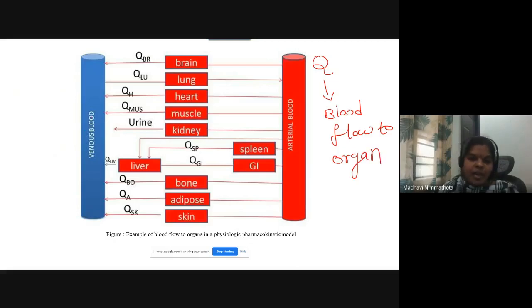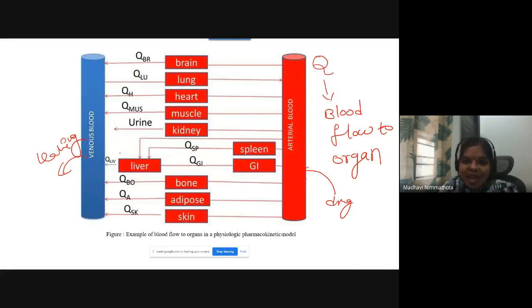See here, this is the venous blood and this is the arterial blood. The arterial blood is taking the drug and then the venous blood is leaving it, right? Then here you have different kinds of organs or tissues: brain, lung, heart, muscle, kidney. And then here you have the liver. From this liver, the distribution of drug happens to two different organs. What are those? Spleen and GI tract. And here you have bones, adipose tissue and skin.